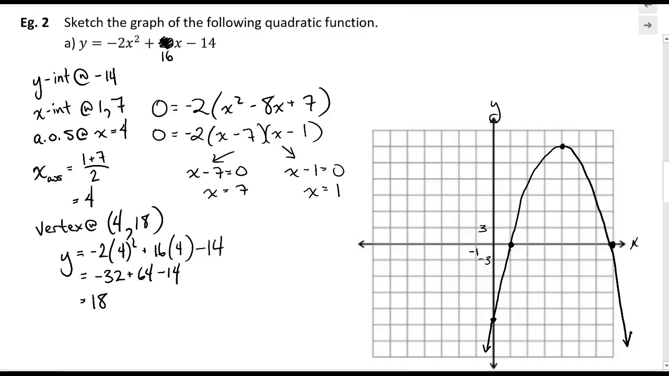Okay. So I don't expect your parabola to be absolutely perfect, but I do expect, again, that curve, not a V at the vertex. And I do expect it to look somewhat symmetrical, definitely hitting our critical points that we've already identified. And that's how we sketch a graph.